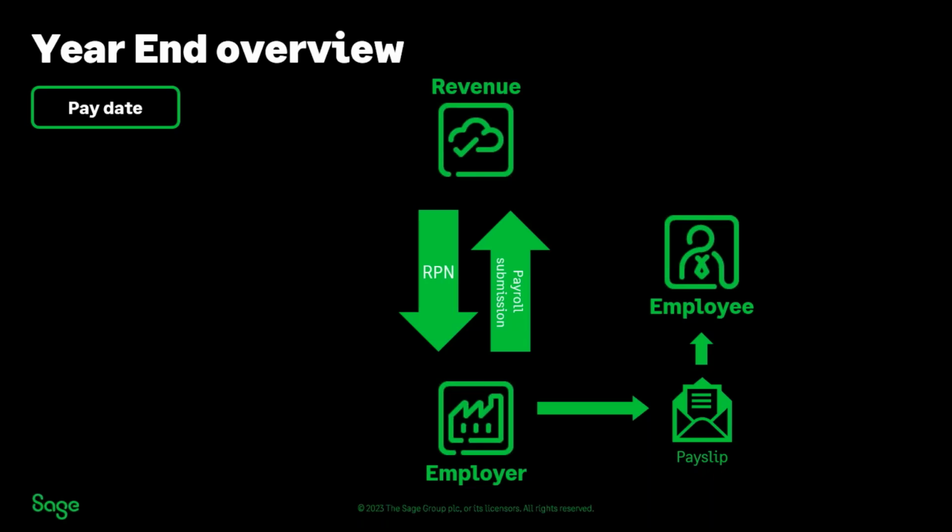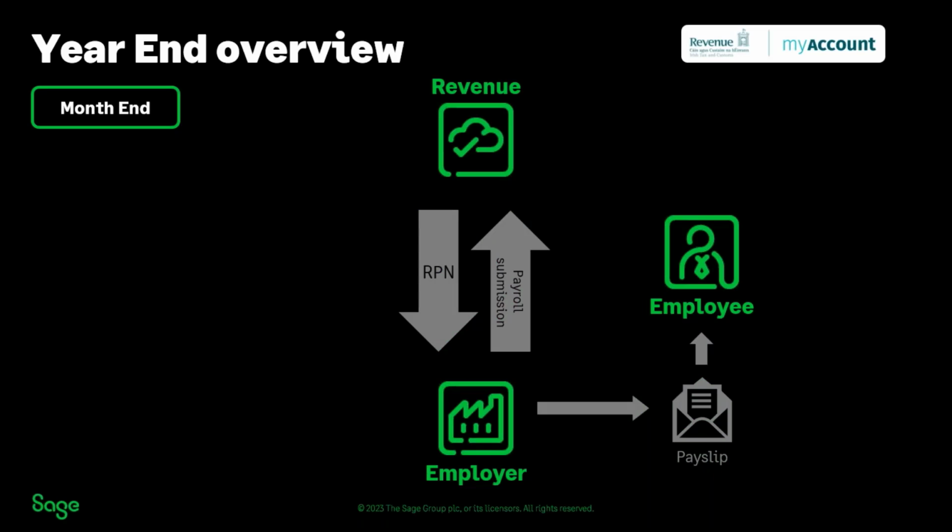You'll be putting your wages through your payroll as you normally would, and producing payslips for your employees. But then you send a payroll submission on or before the pay date, and that will send back the information about the payments and deductions that have been made in real time over to Revenue's online service. This is something that you're doing each and every time you run a payroll, and it means that Revenue receive the information in real time.